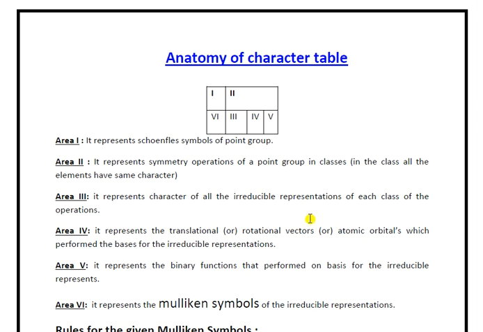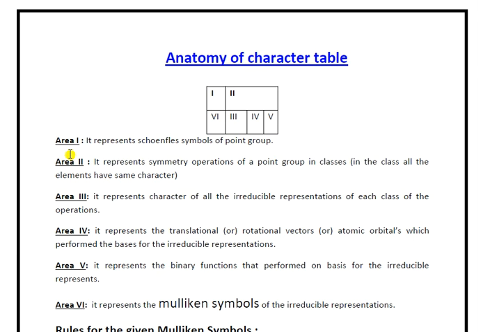Today I am going to explain the anatomy of the character table. Generally we see the character table. This character table can be classified into 6 areas: Area 1, Area 2, Area 3, Area 4, Area 5, Area 6. These are the 6 regions of the character table.